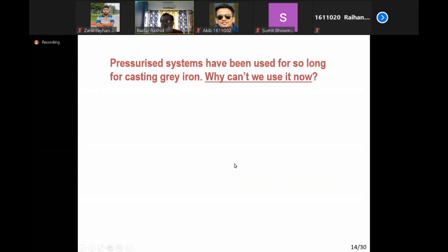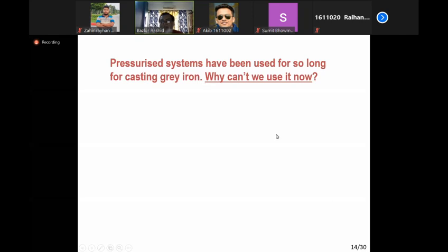Now, we are saying a lot of bad things about the pressurized system. What are the bad things? Because turbulence is the main point. Later on we see that the origin of most of the defects is turbulence. So we are very cautious about how to minimize the turbulence. And because of that, we are saying that the pressurized system is bad because turbulence is increased because of high velocity. But this pressurized system has been used for so long for casting gray iron or casting steel.